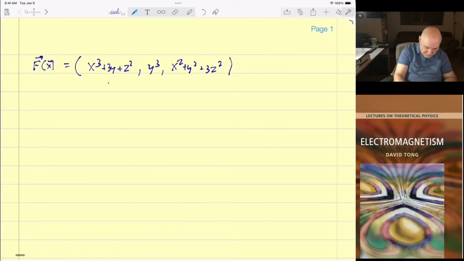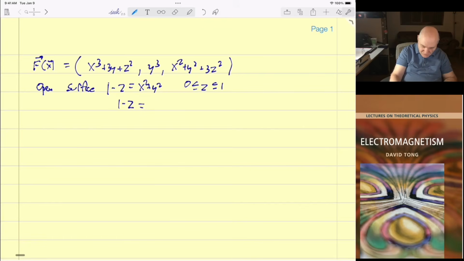Our open surface, notice he says open surface, not closed surface, is defined by 1 minus z equal to x squared plus y squared, with 0 less than or equal to z less than or equal to 1. Now in cylindrical coordinates, this would just be 1 minus z equals rho squared, and I will use rho for the radial coordinate, where rho squared is defined by x squared plus y squared.